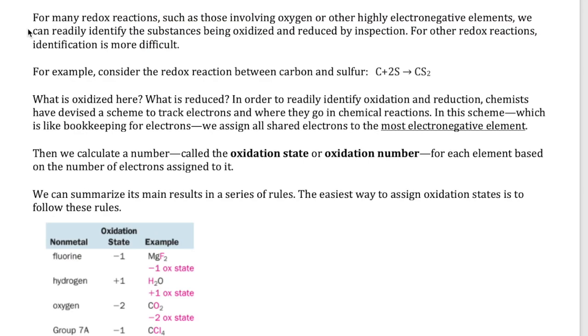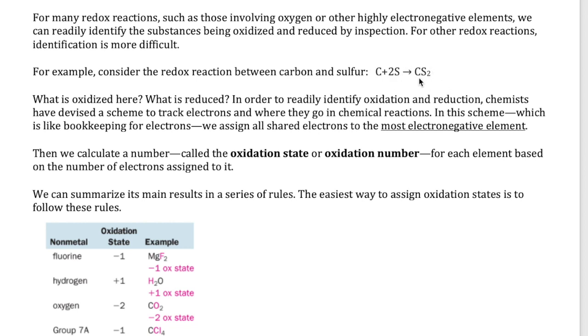Now, one of the things about redox reactions is, a lot of times it's actually somewhat difficult to know which species have been oxidized or reduced, particularly for covalent compounds. So for example, like this reaction right here, C plus 2S goes to CS2.